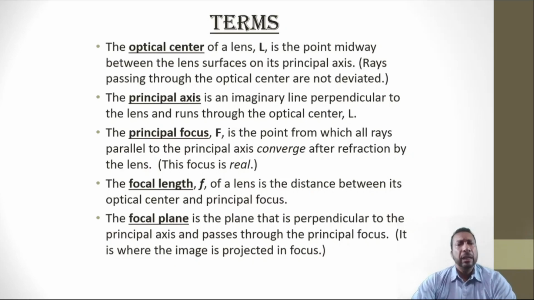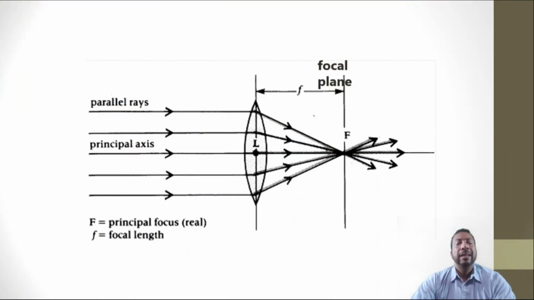To show you exactly what these terms mean, let's look at this diagram here. So this is our lens, and right in the center is our optical center, capital L. Perpendicular to this and passing through L is the principal axis. You can think of these like your X and Y axes. That will be handy, especially when we do our scale drawings.